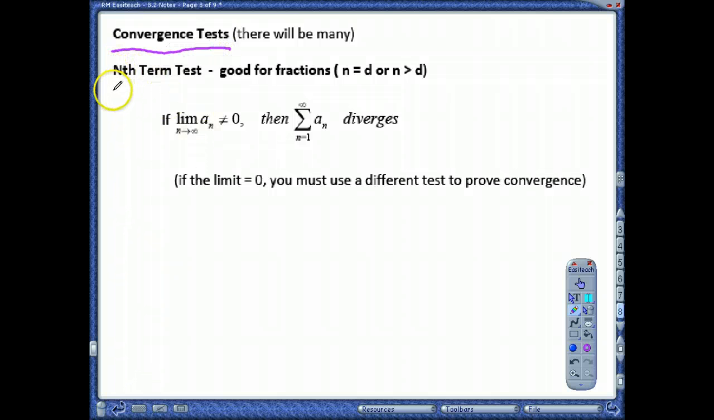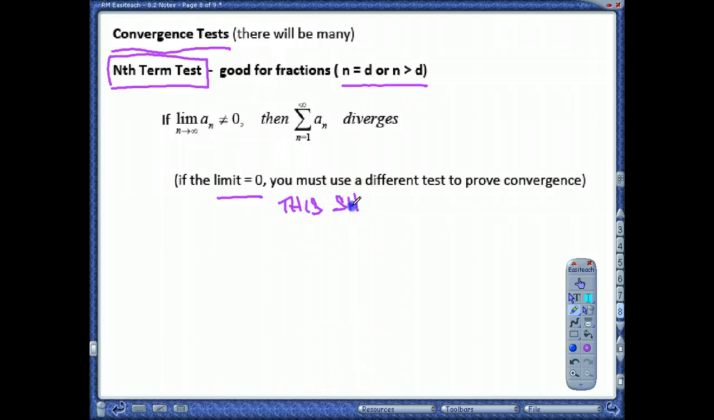The first test is the nth term test. When would be a good idea to use this test? It's good with fractions where the numerator's power is equal to the denominator's power, or the numerator's power is bigger than the denominator's power. Now, this is actually more or less a divergence test. If you take the limit of that nth term as n approaches infinity, if it doesn't equal 0, then it diverges. You have no problems. If the limit equals 0, this proves nothing.